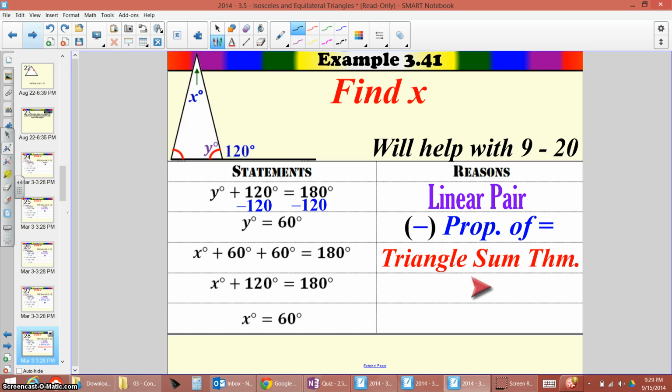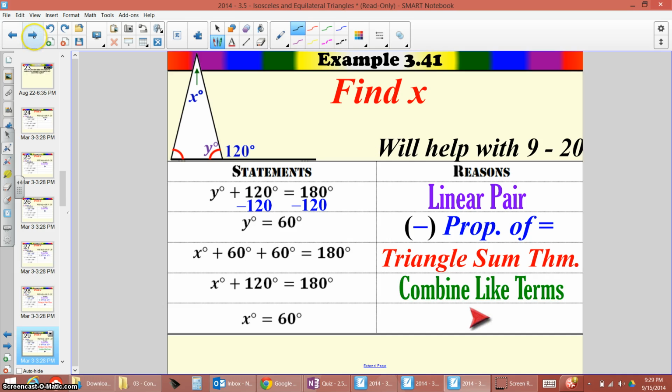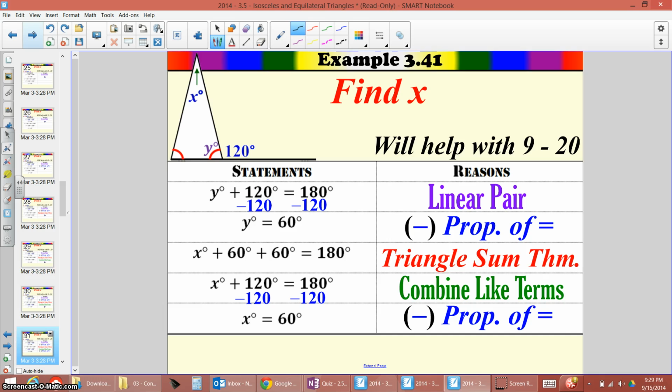And if y equals 60, then I use the triangle sum theorem. X plus 60 plus 60 equals 180. X plus 120, combine like terms. And then I subtract 120 over, and I get subtraction property of equality. Regardless, I find out that x equals 60. I just took the linear pair here to solve for y. I used isosceles triangle information here to say this is also y. And then I used the triangle sum theorem to solve for x.